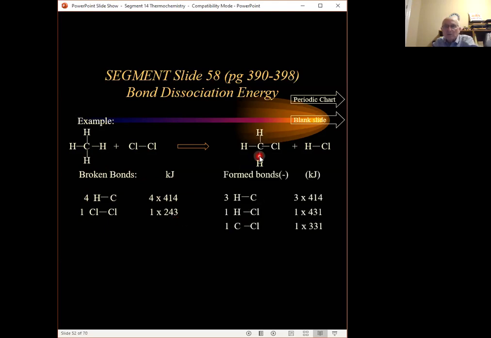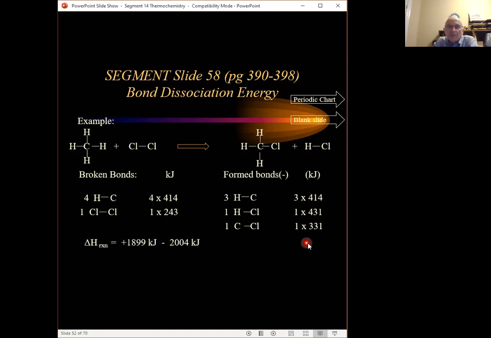Now let's look at the bonds we're going to form on the other side. We're going to have 1, 2, 3 hydrogen to carbon single bonds, and they were 414, so we got 3 of them. Then we've got an H-Cl bond, and we've got 1 of them. From the table, that bond was 431 kilojoules. And we have the carbon to chlorine single bond here. That bond is going to be formed, I'm sorry.